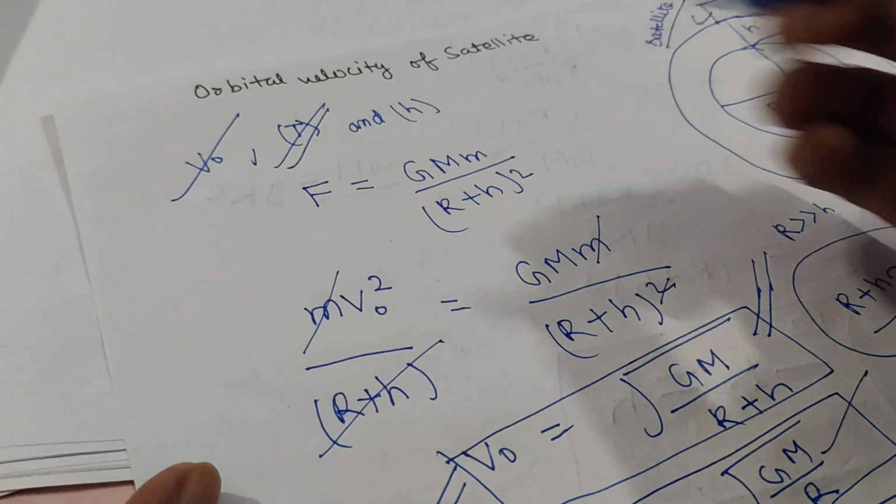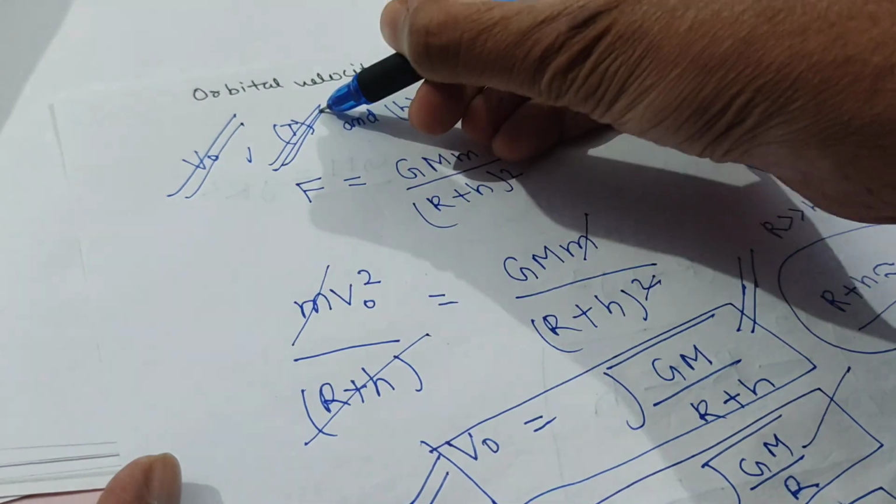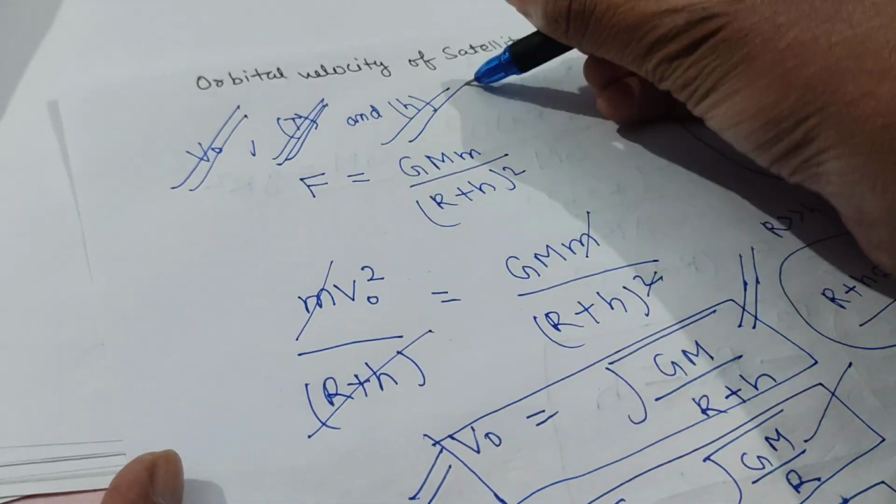We found our orbital velocity, the time period of the satellite, and the height.